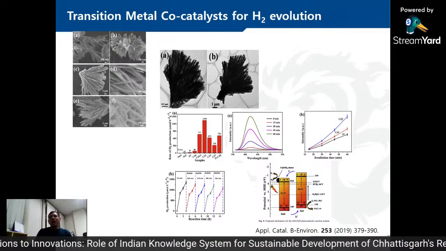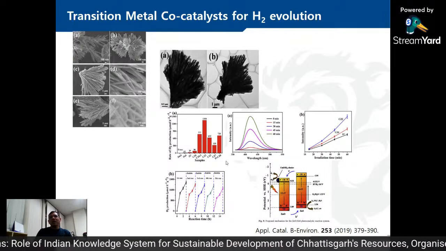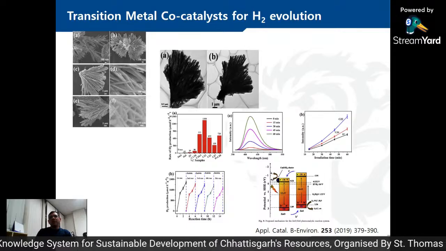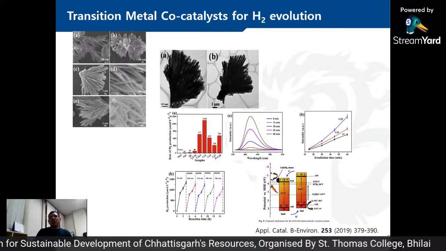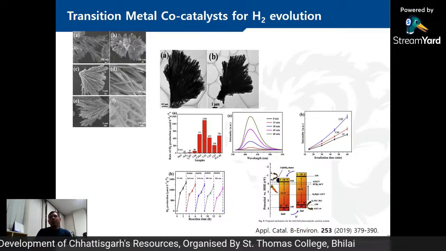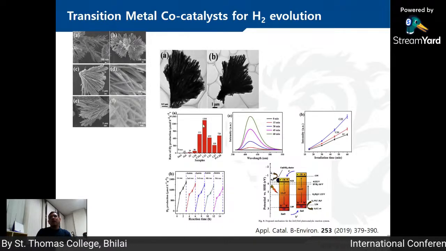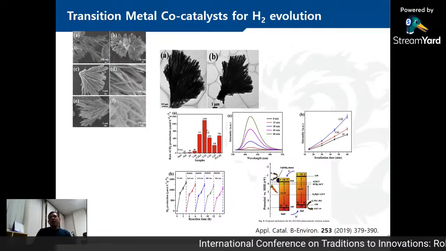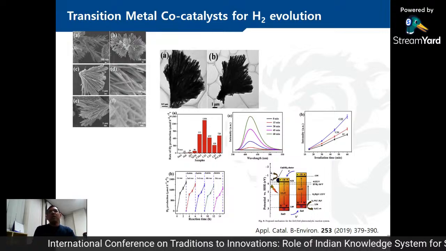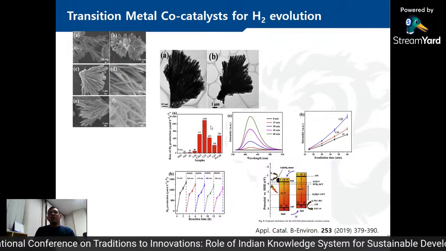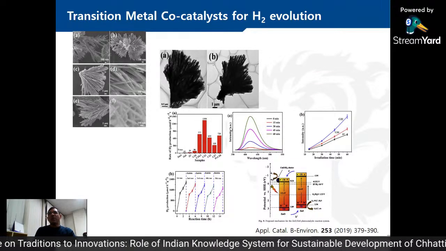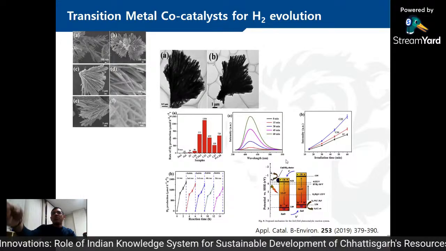But if you combine these two together, you can see this one generates almost 29 micromole. But if you add copper hydroxide as a co-catalyst over the surface of this catalyst, it enhances the photocatalytic hydrogen evolution from almost 29 micromole to 1300 micromole. This is one of the processes we usually develop.